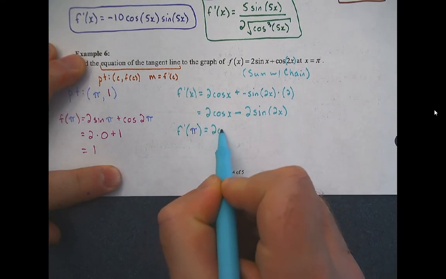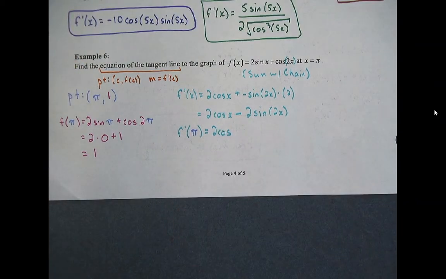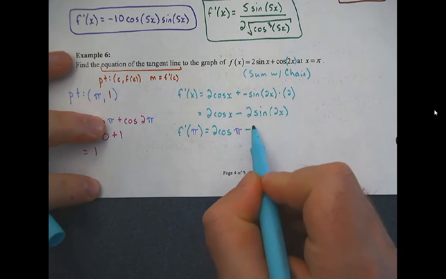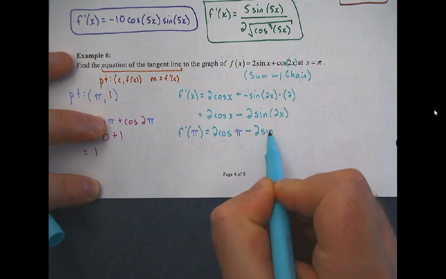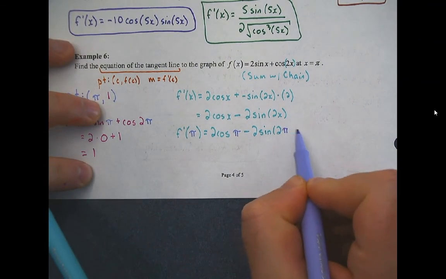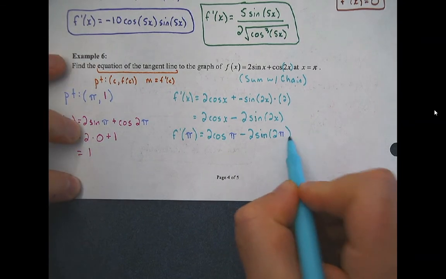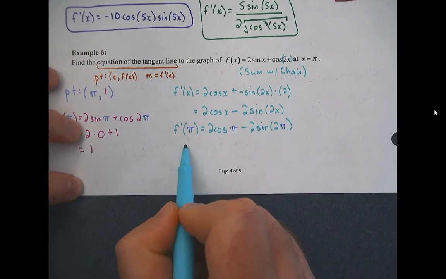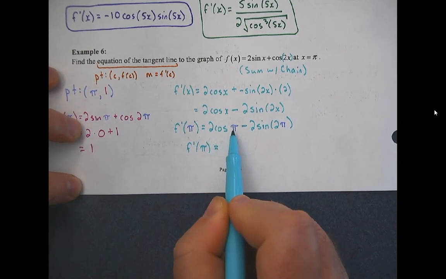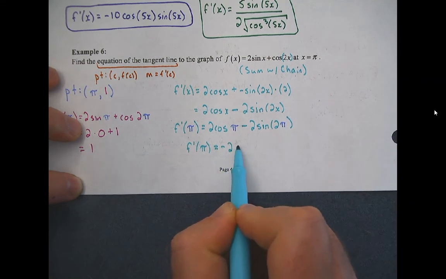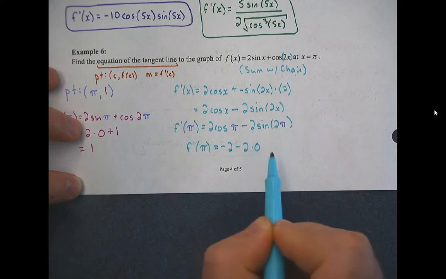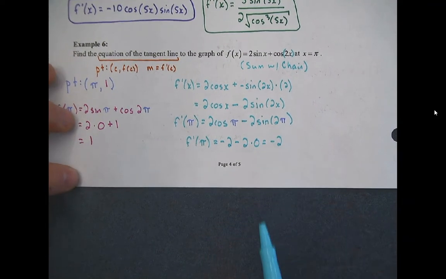Equals 2 cosine of pi minus 2 sine of 2 pi. So now we can clean this up. So f prime of pi is equal to cosine of pi, negative 1. So that'd be negative 2 minus 2 times sine of 2 pi, which is 0. So that's nice, which equals negative 2. So I've got my slope.